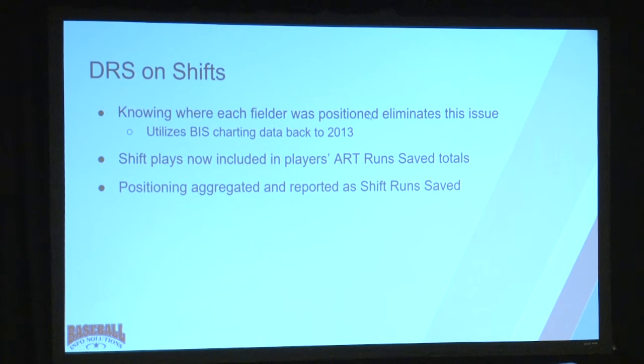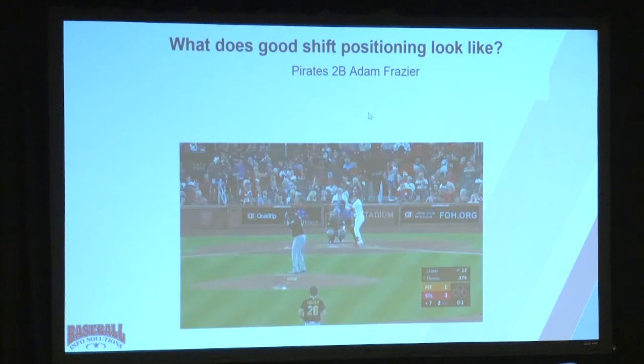So like I said, now we have this new PART system, which, because we know where each fielder started on the play, we're able to include those plays and just separate out the positioning and range parts of it. And shift plays, as I mentioned, range and throwing components on shift plays are now assigned to the fielder. Positioning is still separate, still assigned to the team as part of shift runs saved. So again, I'll let Mark explain this a little better than I can.